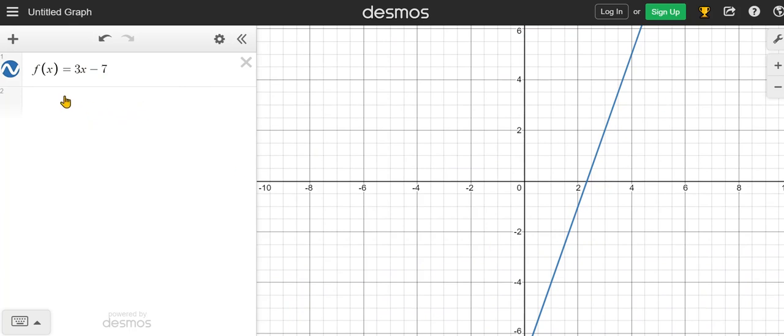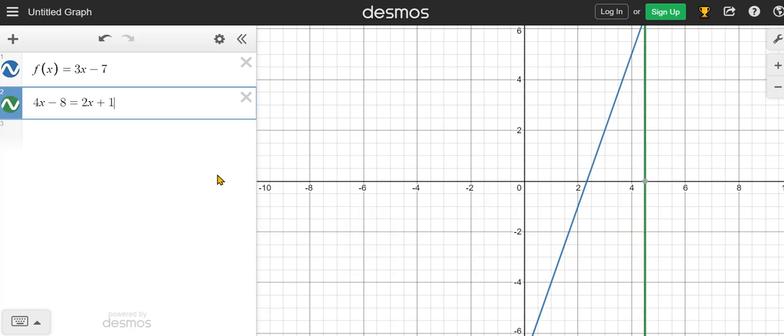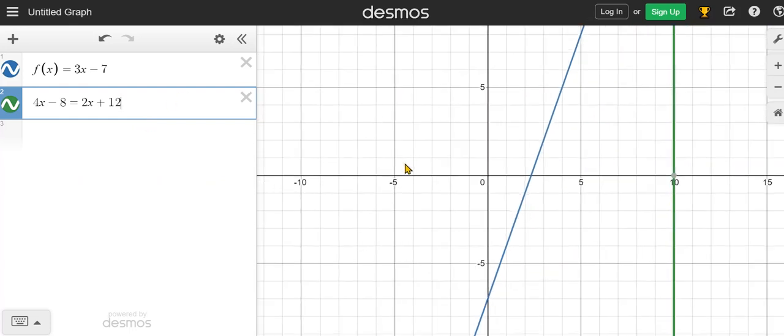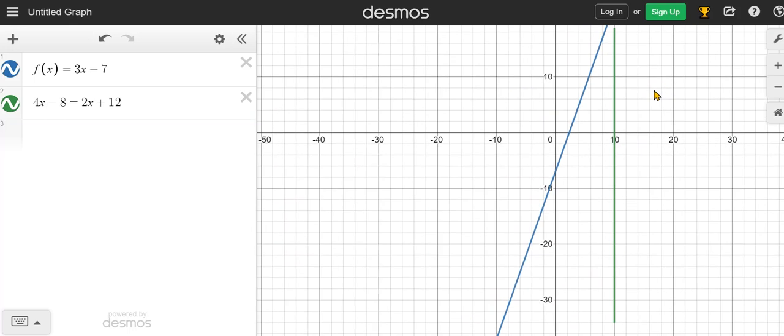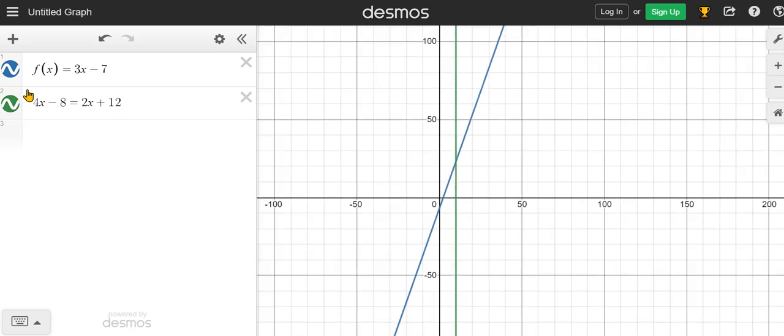Now we can also enter an equation such as 4x minus 8 equals 2x plus 1. And there we have a linear equation. Let's make it 12. 2x plus 12. Now, where is my line? Oh, there's my line. I'm scrolling out with the mouse to see my line. And of course, it is a vertical line because I don't have any y's in here.